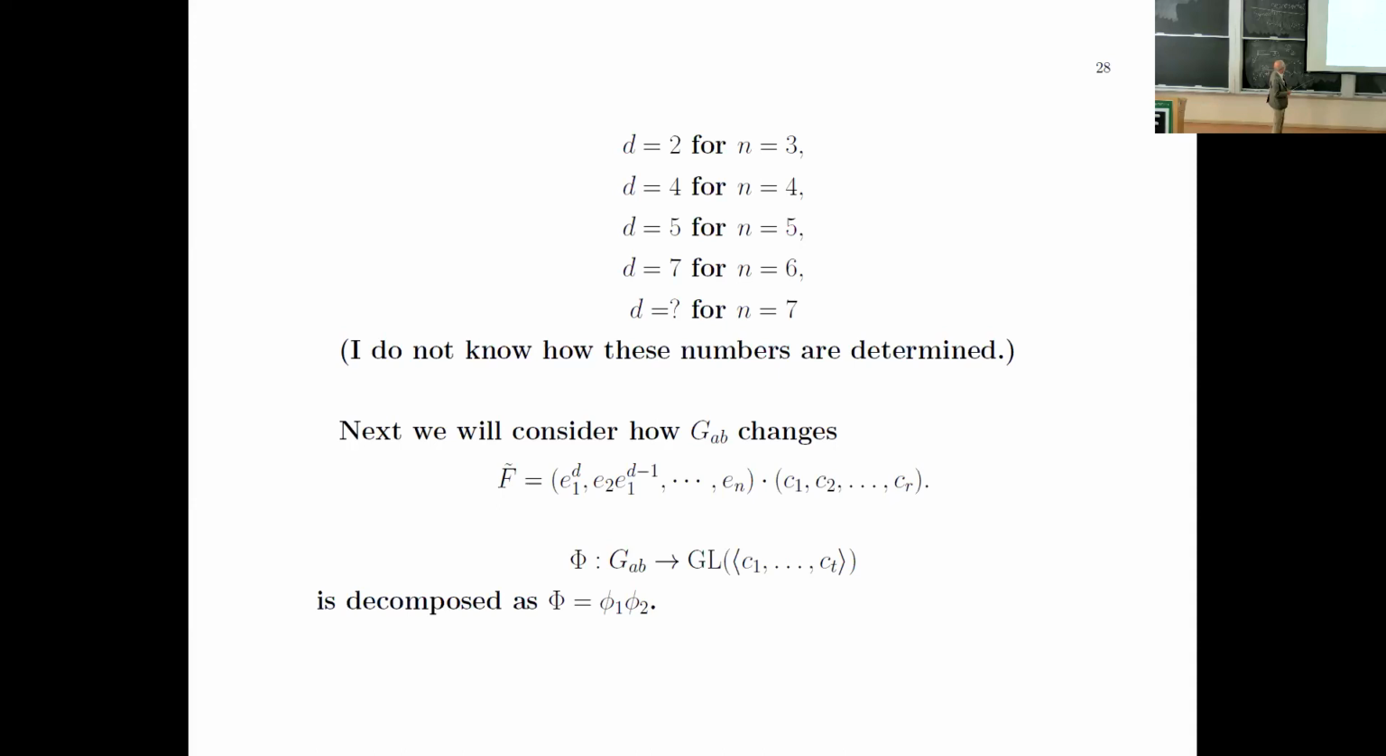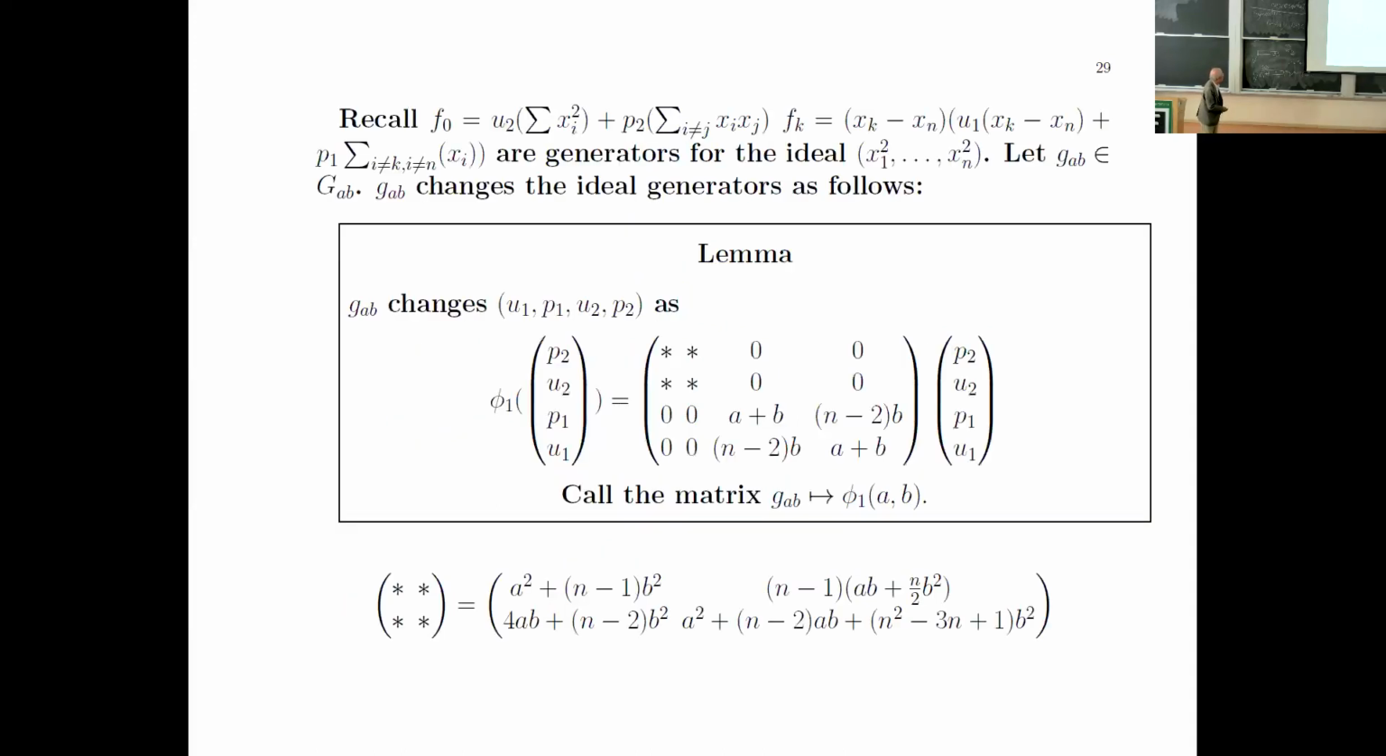Next, I want to consider how this two-parameter group changes this polynomial, and it can be explained by 2 representations, phi1 and phi2. I'll go to the next page. First, I want to explain phi1.